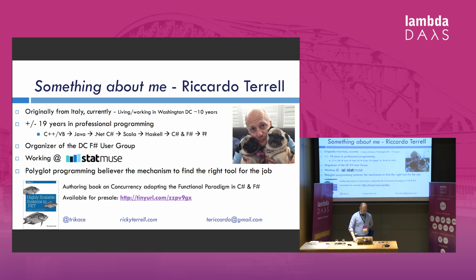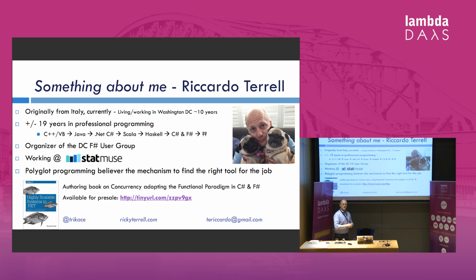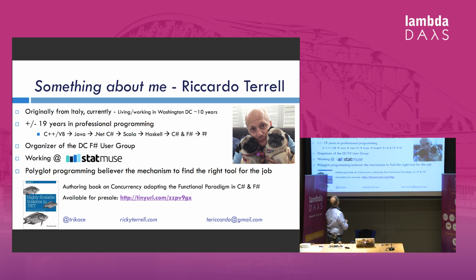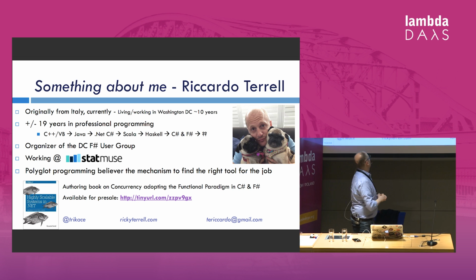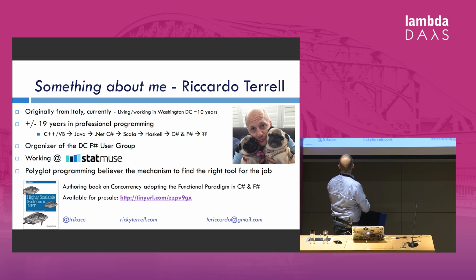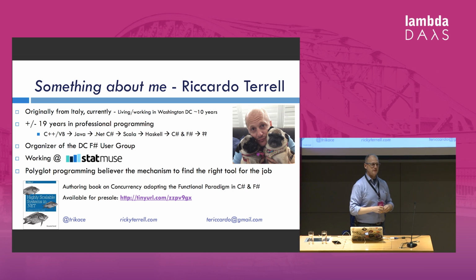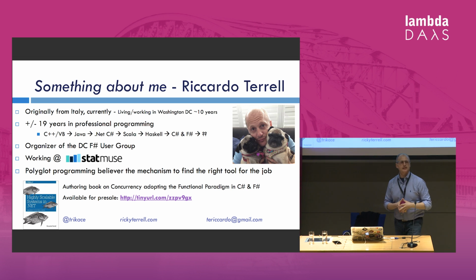This is the boring slide about me. I'm originally from Italy, but I spent the last 10 years in the US, where I run the local F# user group. Recently, I switched companies, working for StatMuse, a startup in San Francisco. We do sports statistics analysis and provide some natural language interfaces, all in F#. Currently, I'm authoring a book about how to apply functional programming for building scalable applications. And yes, I do love pugs.